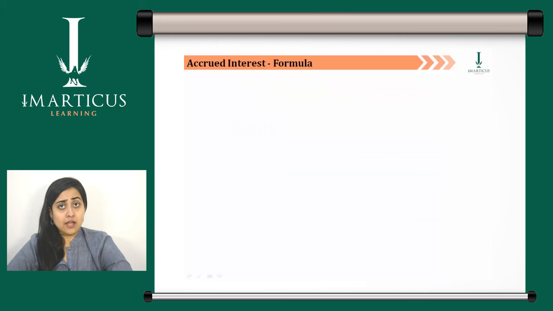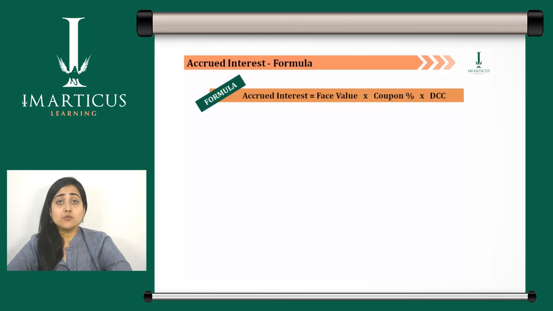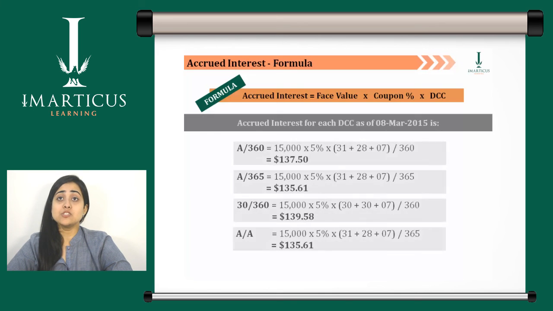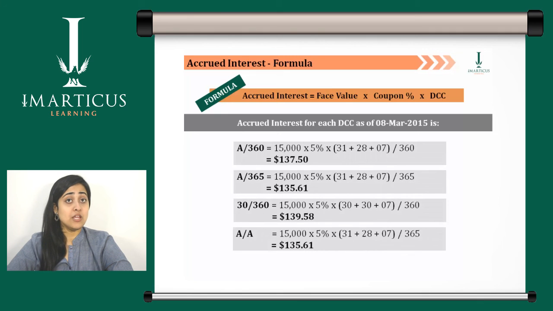Now let us understand the formula to calculate accrued interest. The formula is face value multiplied by the percentage of coupon multiplied again by the DCC. Accrued interest for each DCC as of 8 March 2015 is given on screen. Actual by 360 would be $137.50. Actual by 365 would be $135.61. 30 by 360 would be $139.58. And finally, actual by actual would be $135.61.